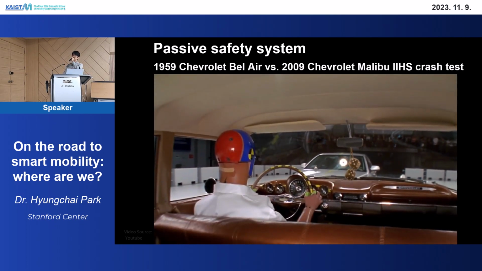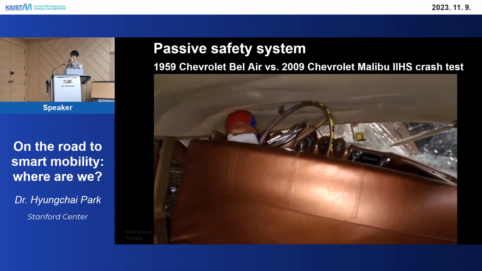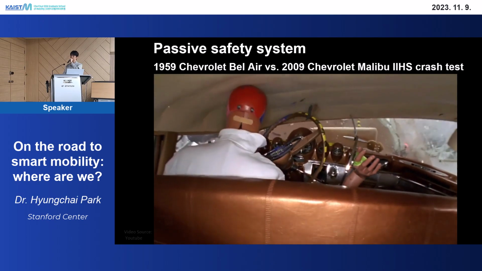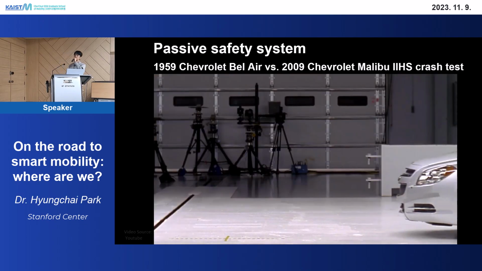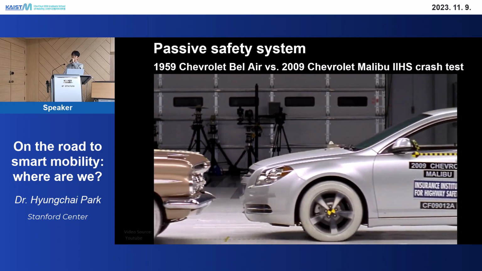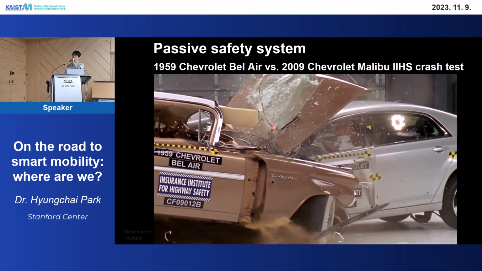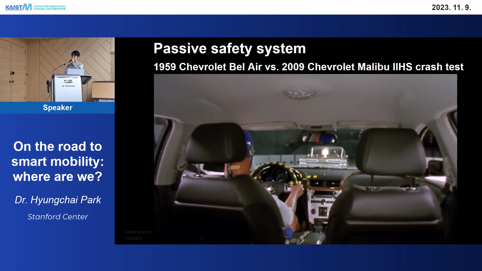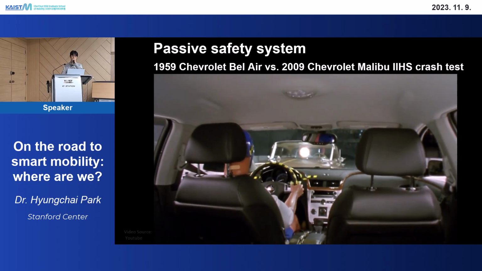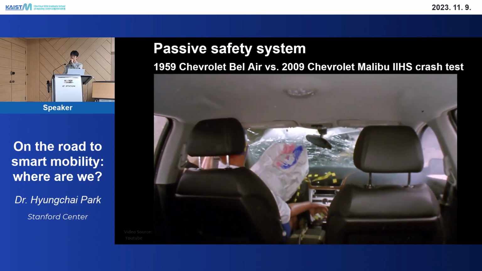Inside the 1959 Chevy Bel Air, you can see that there's no airbag and probably no seatbelt too. And the movement of the dummy is not well controlled. But in the case of the 2009 Chevy Malibu, now you can see that the airbag is deployed and the movement of the dummy is pretty well controlled.